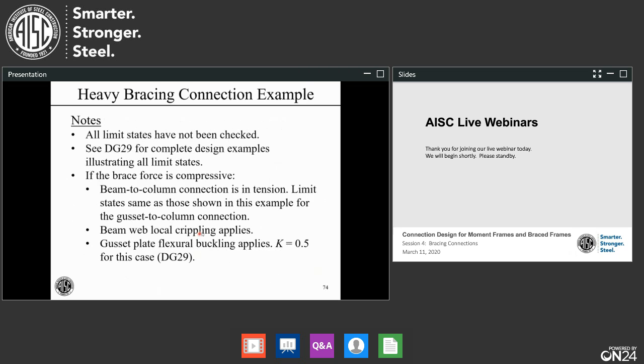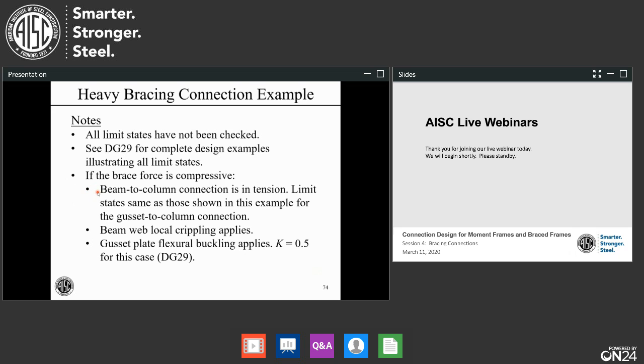Just a few notes in closing. We have not checked all the limit states. Go into Design Guide 29 for complete design examples that are just voluminous. Those guys really did a lot of examples in there in tremendous detail. They illustrate all limit states in great detail. If this brace was compressive, a few things would change. So just in closing, let's mention those briefly.